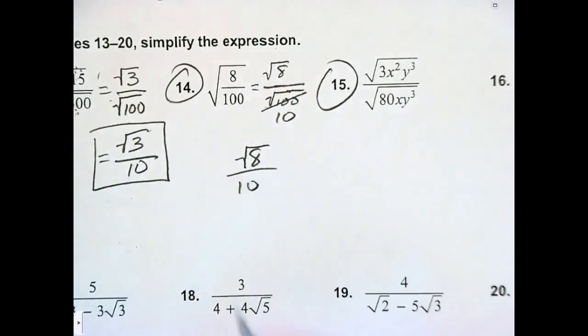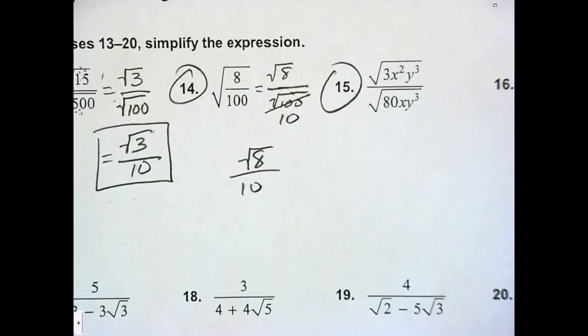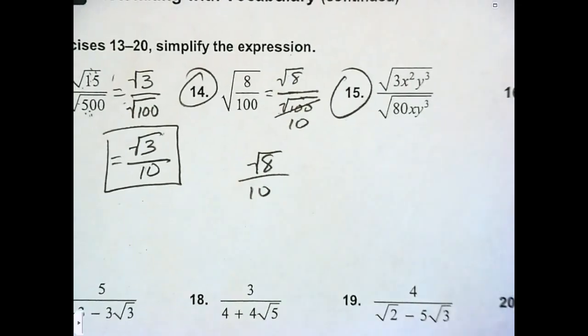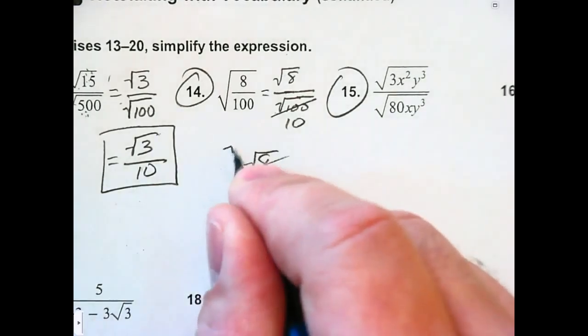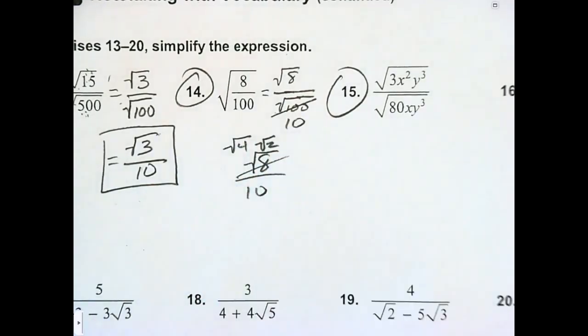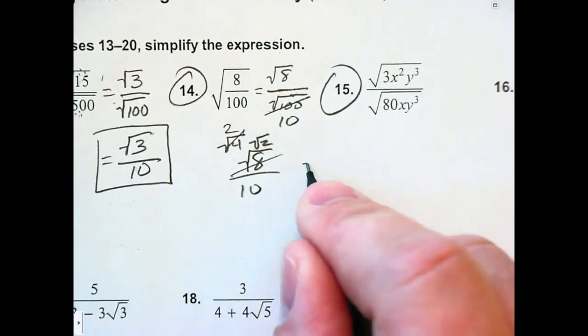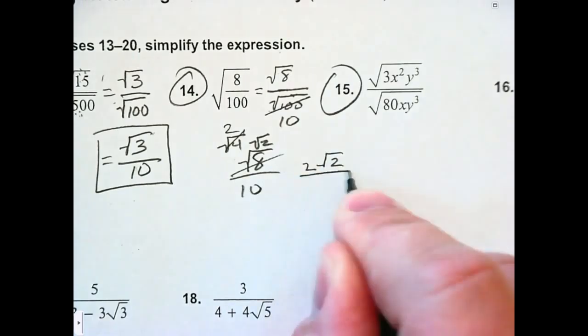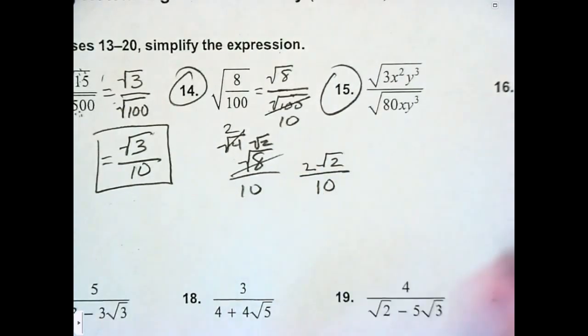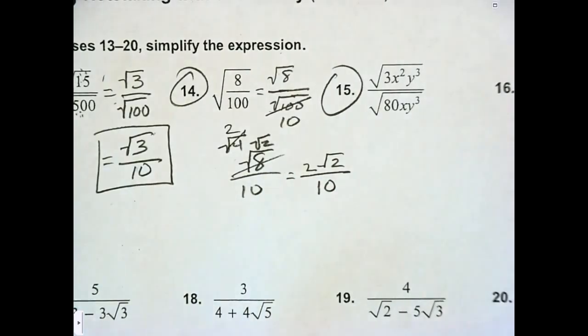Root 8 over 10. Is that good? Can root 8 break down? Perfect square that goes into it? Yeah, 4 and 2. Root 4 times root 2. What's root 4? 2. So we now have 2 root 2 on top, all over 10. We good there? Yeah, you can reduce. Reduce what? 2 over 10. It becomes 1 over 5.